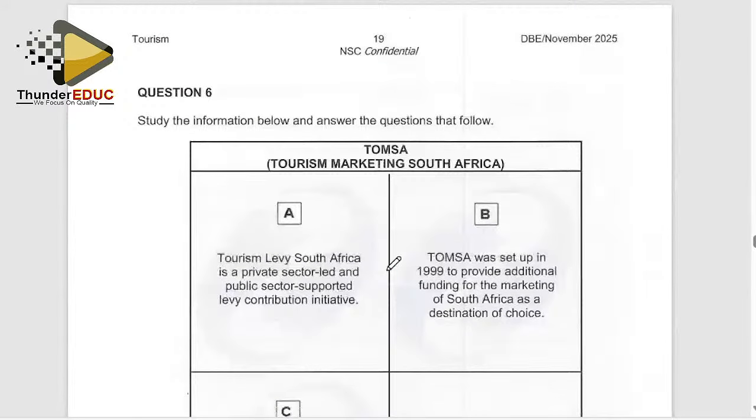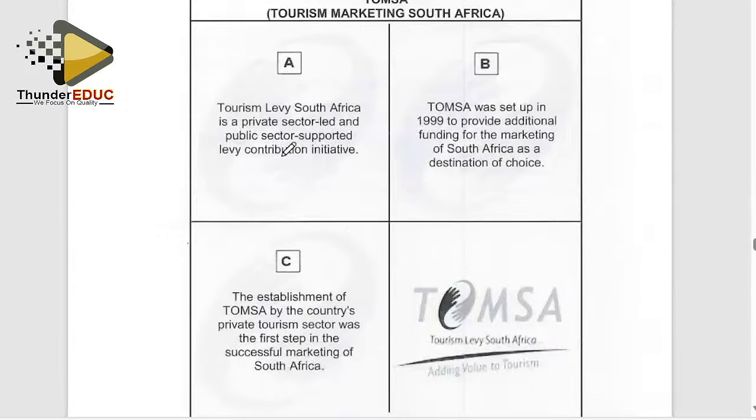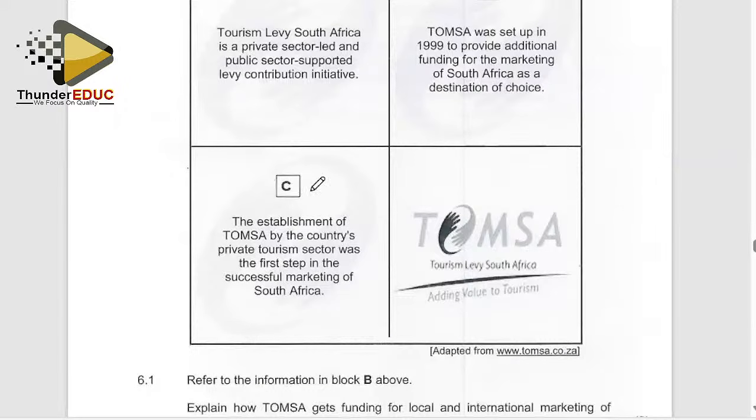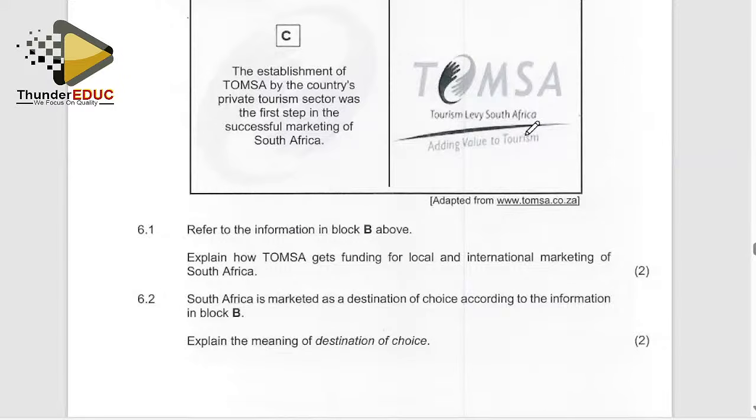Now let's move on to question 6. Question 6 reads, study the information below and answer the questions that follow. Tourism levy. South Africa is a private sector-led and public sector supported levy contribution initiative. TOMSA was set up in 1999 to provide additional funding for the marketing of South Africa as a tourism destination of choice. The establishment of TOMSA by the country's private tourism sector was the first step in the successful marketing of South Africa. TOMSA levy South Africa adding value to tourism.